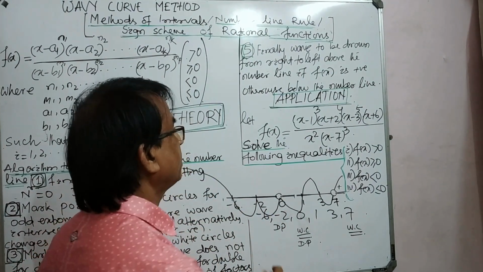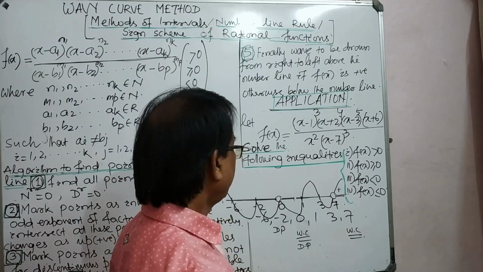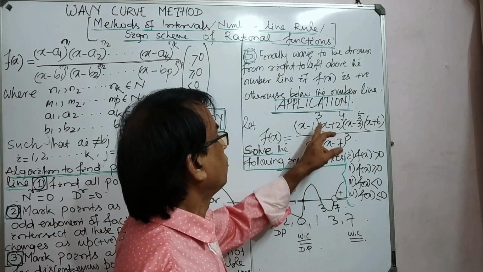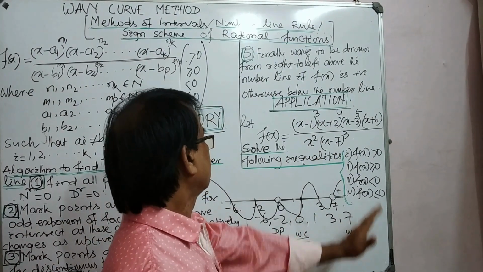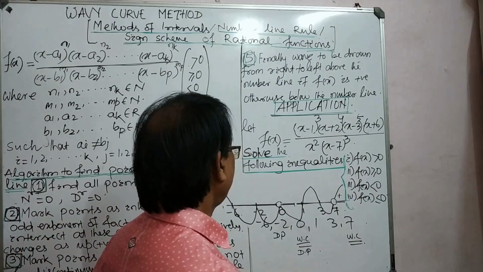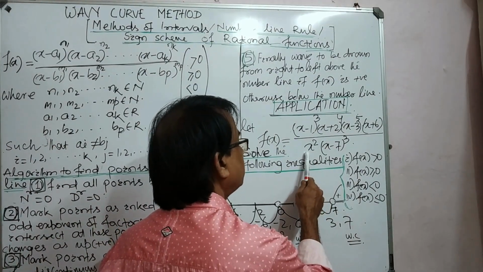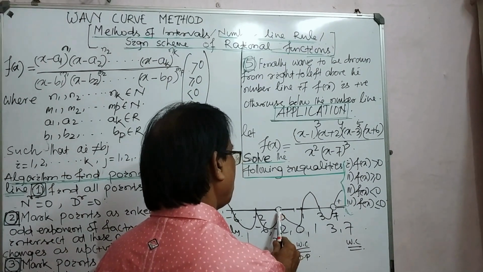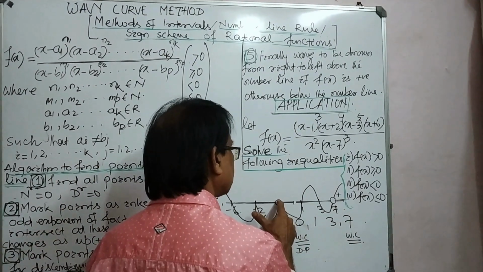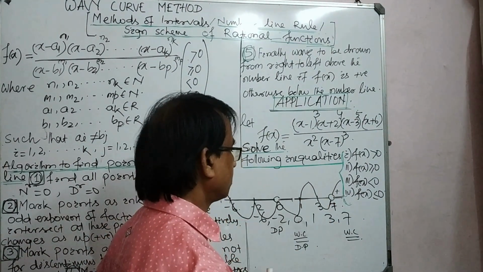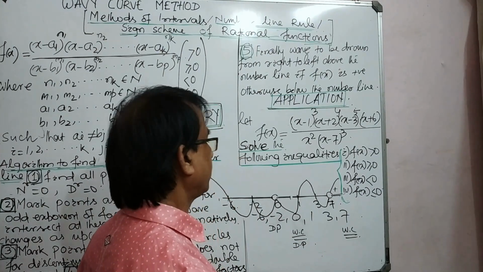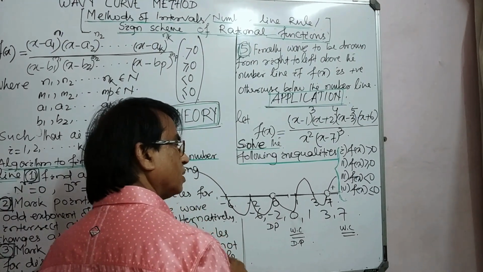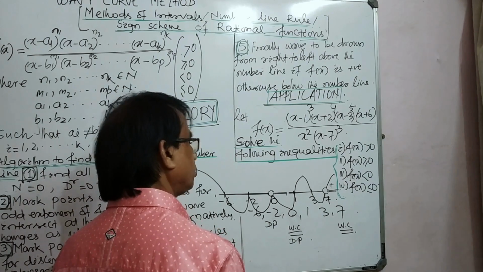Now let's see this one. After finding the critical points from the numerator and denominator by setting them to zero, and spreading them on the number line, we find the discontinuous points 0 and 7. I make 0 and 7 white circles because the wave is not intersecting there. They are not included in the solution.